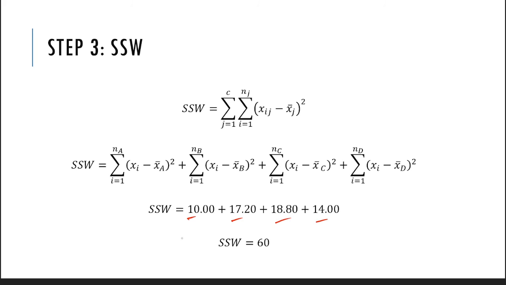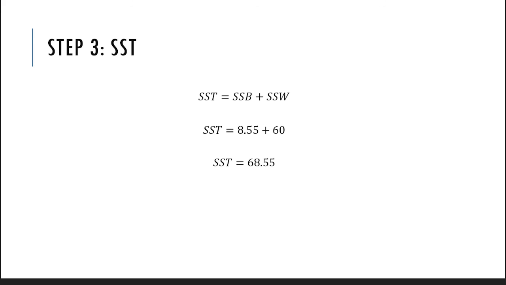And using that, meron na tayong dalawang values. Meron na tayong SSW and SSB. So, makukuha na natin yung ating sum of squares total, which is actually, you're just getting the sum. So, ito yung ating SSB kanina, yung 8.55, at saka yung 60 na SSW, kaya ang SST natin ay yung 68.55. So, napansin nyo rin sa table na binigay ko kanina, we actually filled up the second column nung ginawa natin kanina.